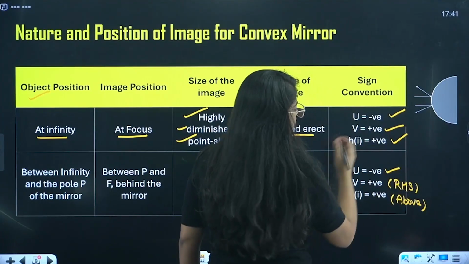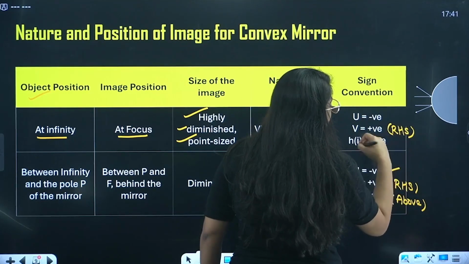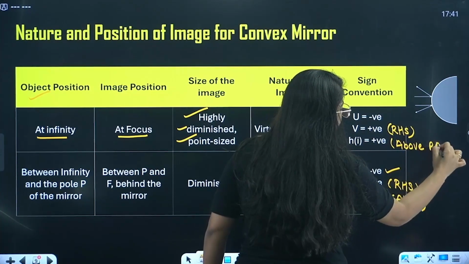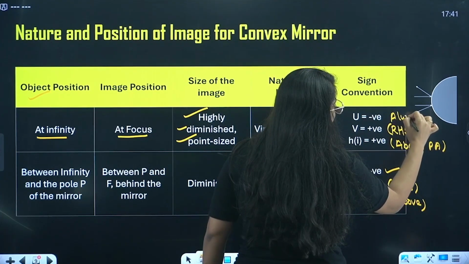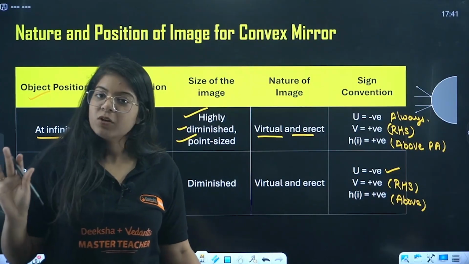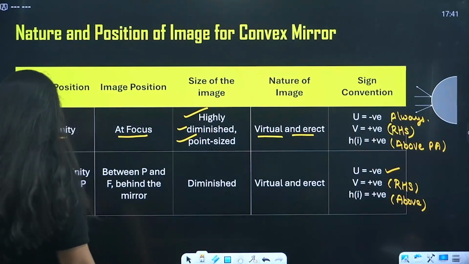And this is always negative. This is simply the same. Right hand side, V is positive. Height of image above the principal axis, positive, and this is always negative. Understood? Clear? Very good. Okay, now beta, mirrors are done. Let's move on to lenses.